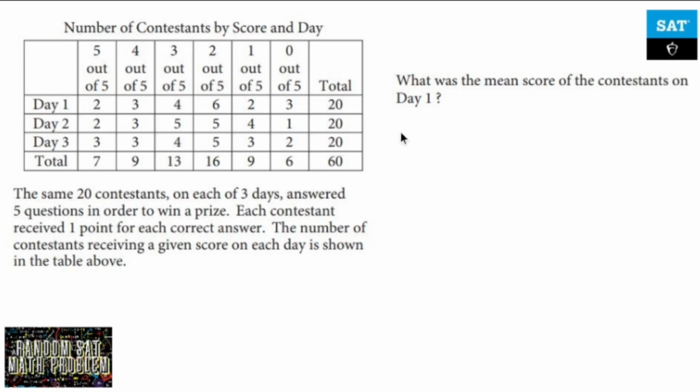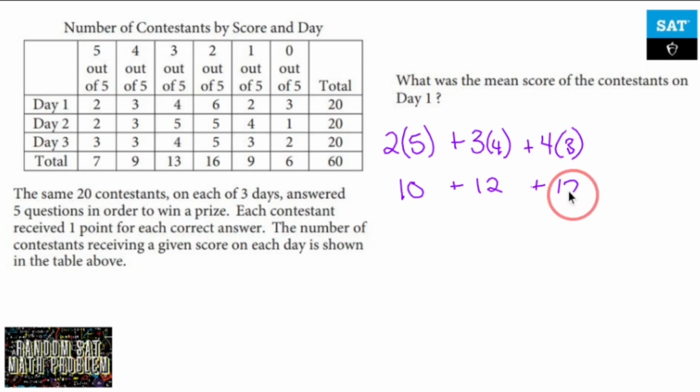2 people scored a 5, so 2 people scored a 5, a total of 10 points. 3 people scored a 4, total of 12 points. 4 people scored a 3, total of 12 points.